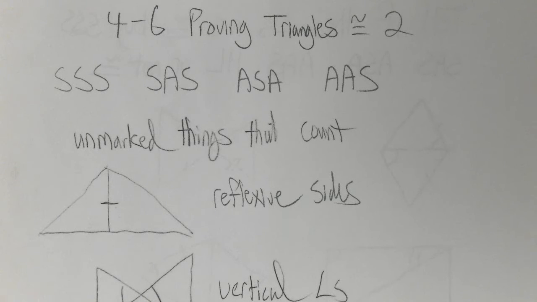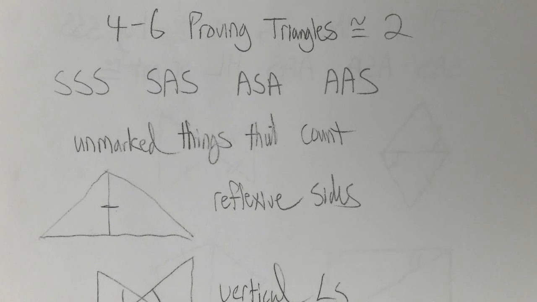Alright, in this section 4.6, we're looking at proving triangles congruent part 2. We're going to build on what we learned from the last section as far as what parts are needed in order to prove that two triangles are congruent. Don't forget, congruent means same size and same shape.